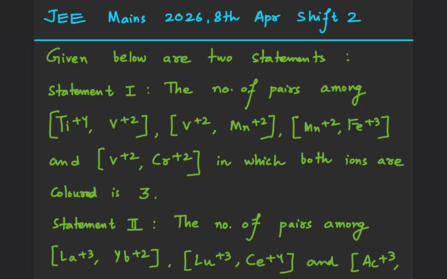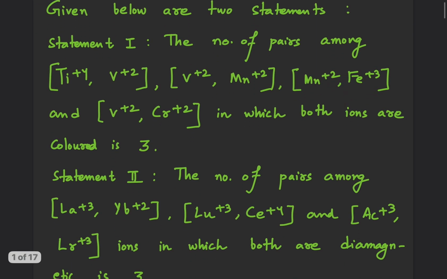Hello everyone. So this is a question from JEE Mains 2026 8th April Shift 2. Given below are two statements. Statement 1: the number of pairs among titanium+4, vanadium+2; vanadium+2, manganese+2; manganese+2, iron+3; and vanadium+2, chromium+2, in which both ions are colored is 3.